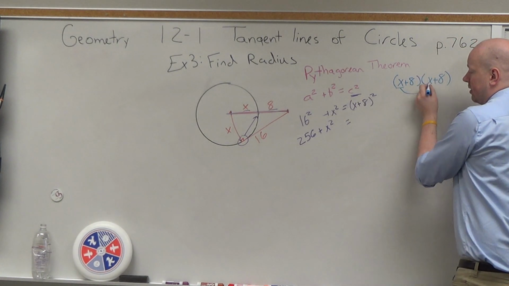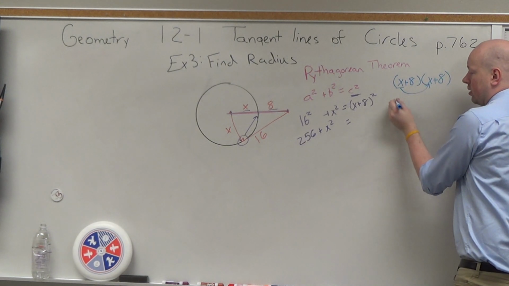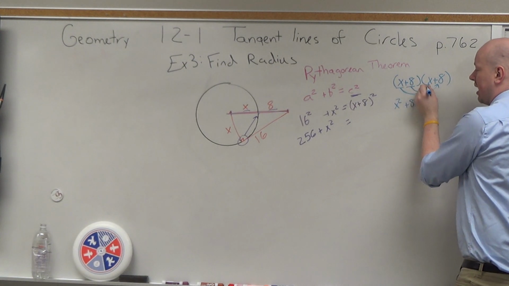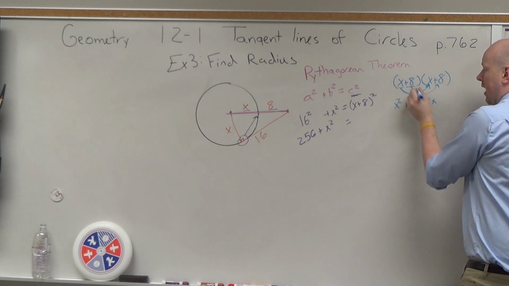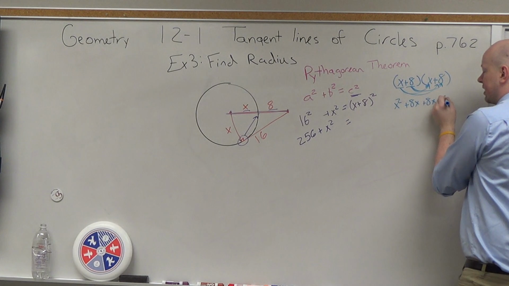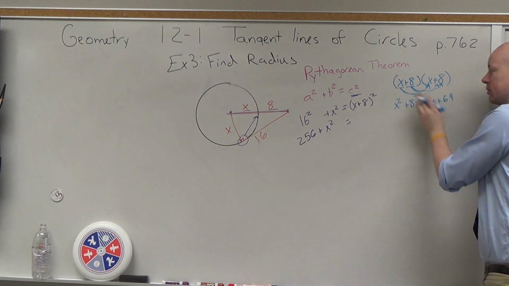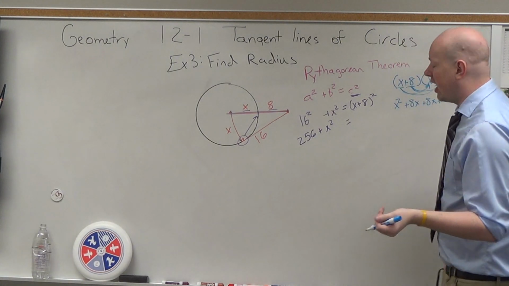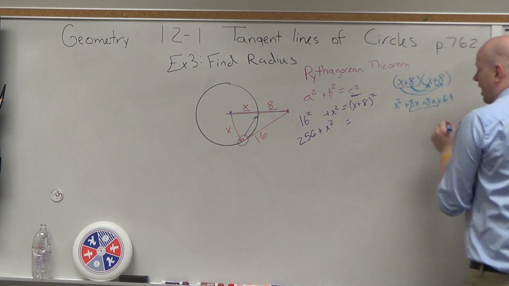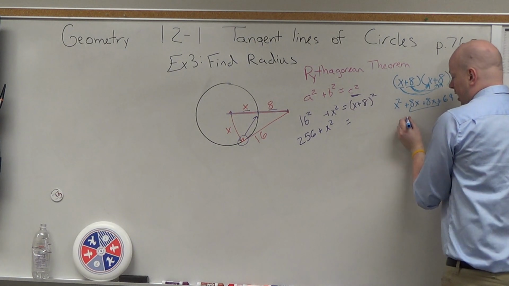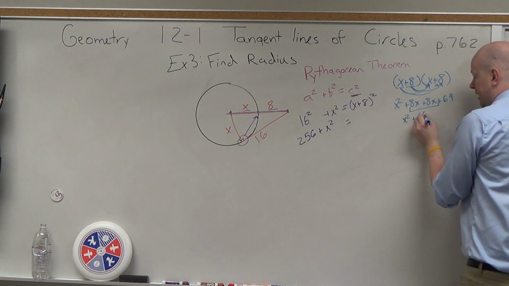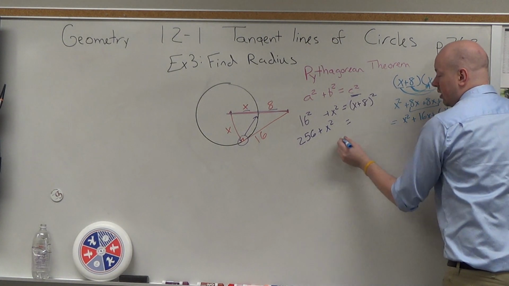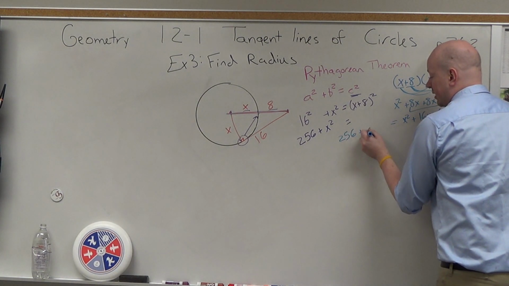So I get x times x, so x squared. x times 8, so 8x. 8 times x, so 8x. And then 8 times 8, so 64. We should get 4 terms because we get a 2 by 2 multiplication where everything has to be multiplied by the other. And again, I get some common terms, so I actually get x squared plus 16x plus 64. And that has to equal 256 plus x squared.